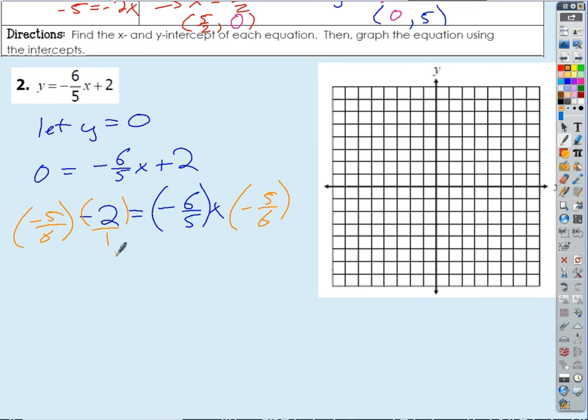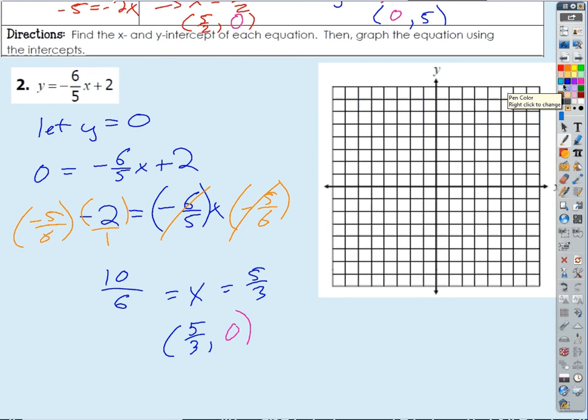On this side, that cancels out the other fraction, which is what I wanted to do, and I get my x. And then over here, I just multiply fractions straight across. So I'm going to get a 10 on the top, -5 times -2, and a 6 on the bottom. Can I reduce that? 5/3. So we end up with x equals 5/3, and so we get the point (5/3, 0). So there's one point on my graph.